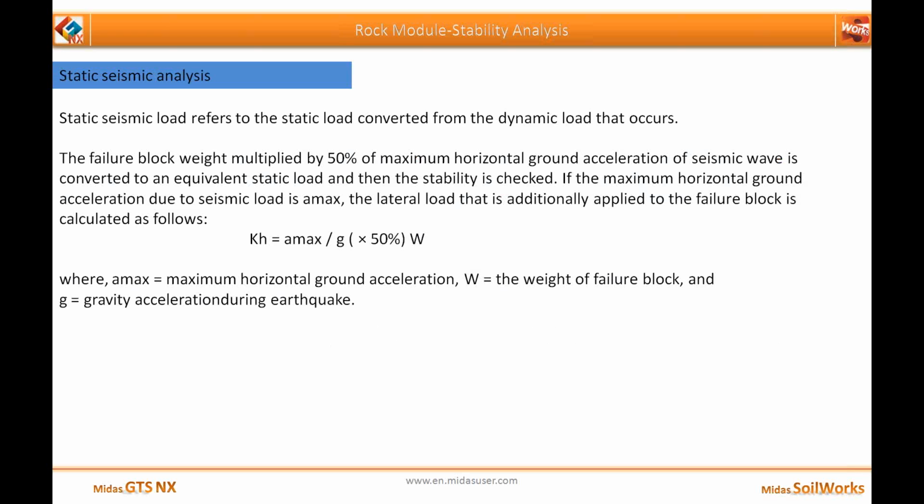Also, you can perform the static seismic analysis. Static seismic load refers to the static load converted from the dynamic load that occurs. So the failure block weight is multiplied by 50% of the maximum horizontal ground acceleration of the seismic wave and converted to an equivalent static load, and then the stability is checked. If the maximum horizontal ground acceleration due to seismic load is, let's say, A max, the lateral load that is additionally applied to the failure block is calculated as shown below. That is KH is equal to A max by G and 50% of the weight.